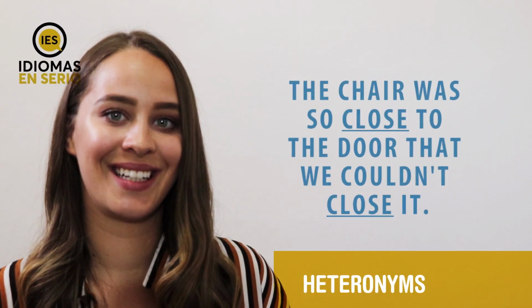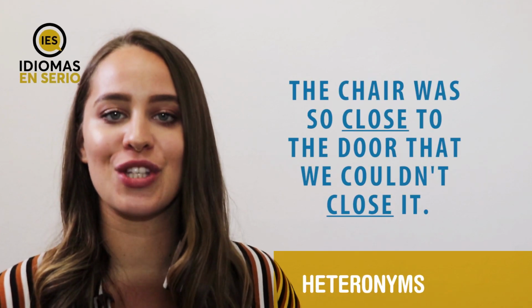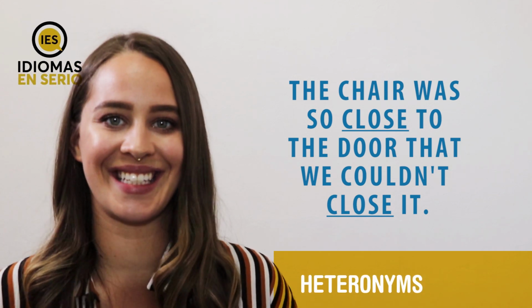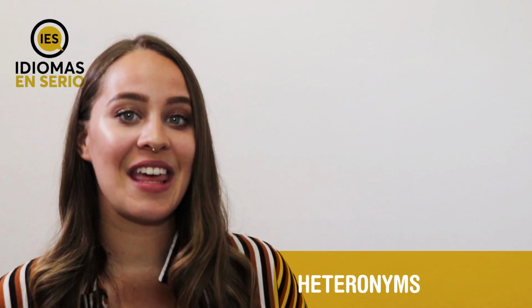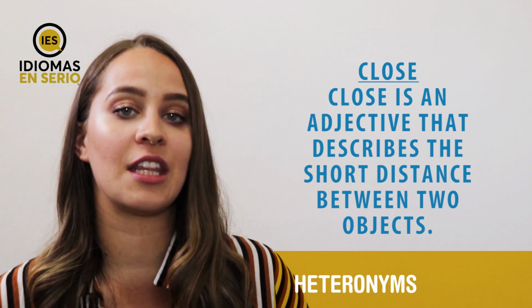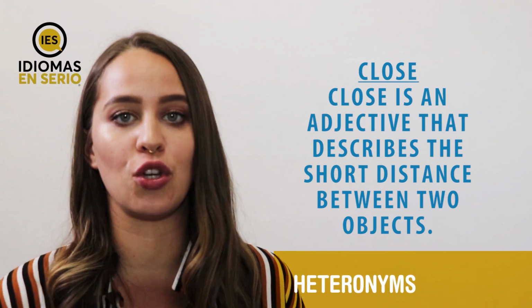Number 2, the chair was so close to the door, we couldn't close it. So here we have the heteronym pairs, close and close. The first heteronym in this sentence is the adjective close. We use the adjective close to describe that there's short distance between 2 objects. If the 2 objects are very near to one another, they are close.